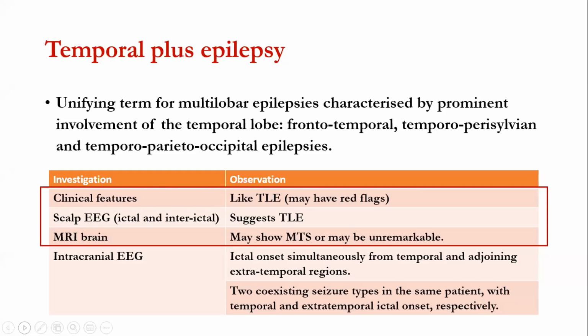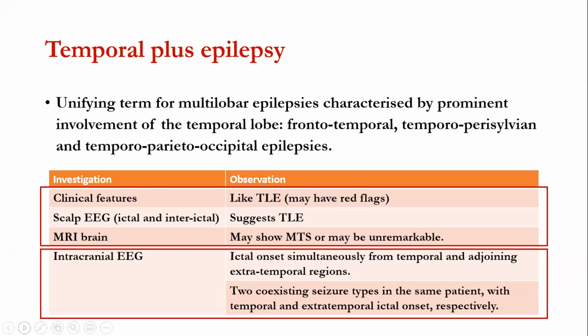So if you look at just the clinical features, scalp EEG and radiology, you can't really differentiate a temporal plus epilepsy from a regular temporal lobe epilepsy. Of course, with experience, you might pick up certain red flags that will help you. And you always need an intracranial EEG to make this distinction and to confirm it.